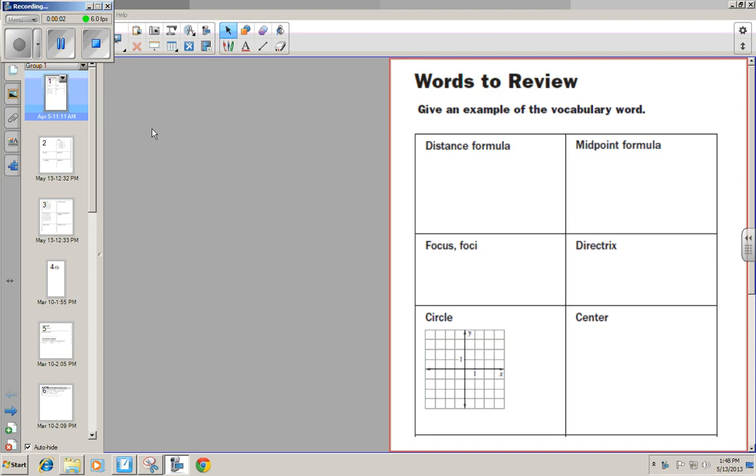All right, welcome to Chapter 9. We are going to go through the words to review first. So take a look at this. It should be the top page of your note-taking guides.